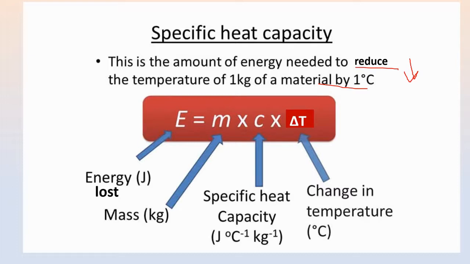So the formula is the same, E equals m into C into delta T. E is energy lost, m is mass in kg, C is specific heat capacity, which is joule upon kg degree Celsius, and delta T is change in temperature, which is measured in degree Celsius.